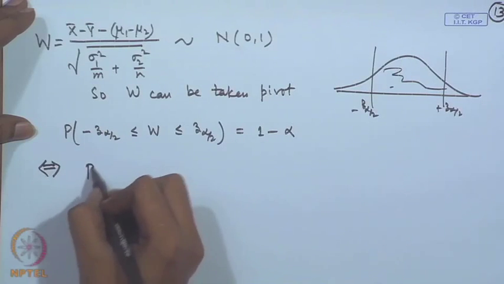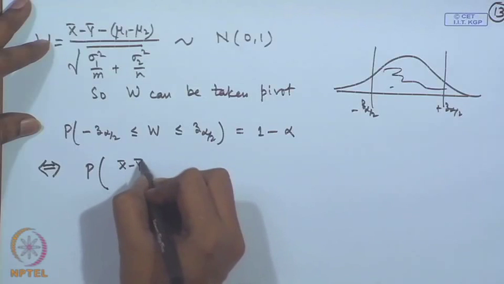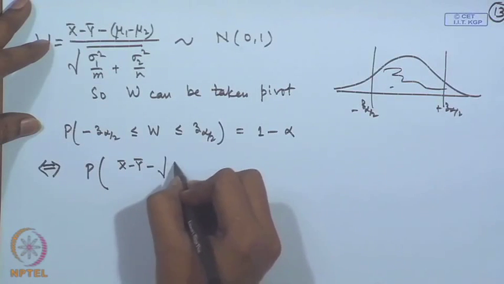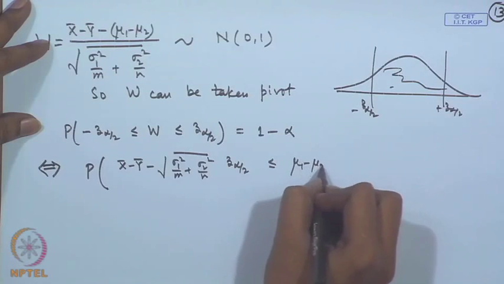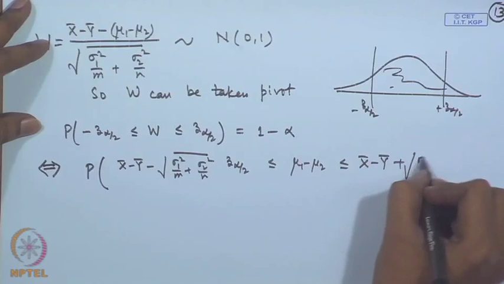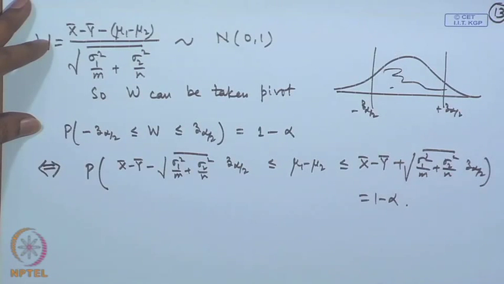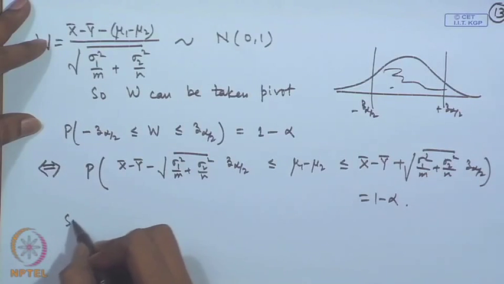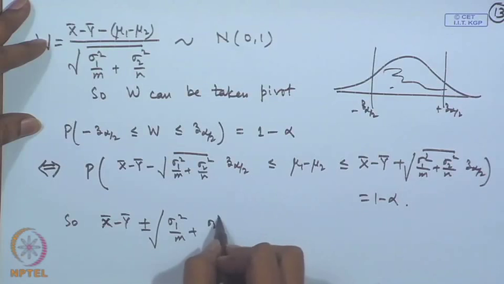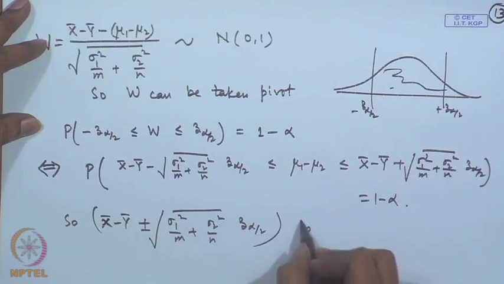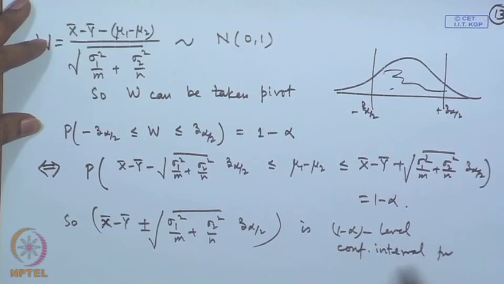This is equivalent to the statement: x bar minus y bar minus square root of sigma 1 square by m plus sigma 2 square by n times z alpha by 2 is less than or equal to mu 1 minus mu 2, which is less than or equal to x bar minus y bar plus square root of sigma 1 square by m plus sigma 2 square by n times z alpha by 2, with probability 1 minus alpha. So, x bar minus y bar plus or minus square root of sigma 1 square by m plus sigma 2 square by n times z alpha by 2 is a 1 minus alpha level confidence interval for mu 1 minus mu 2.